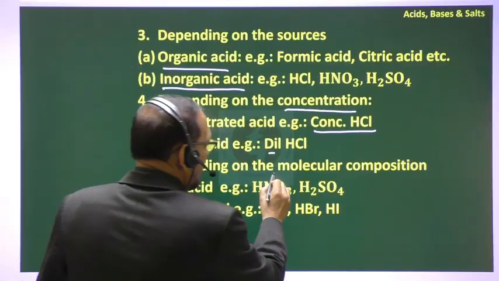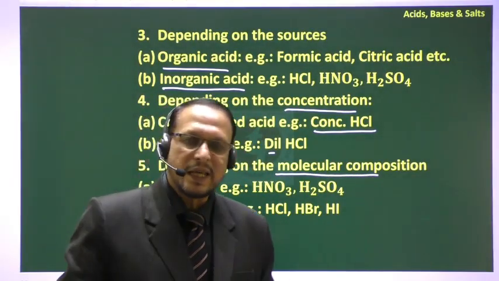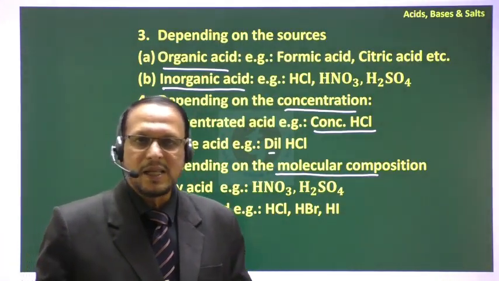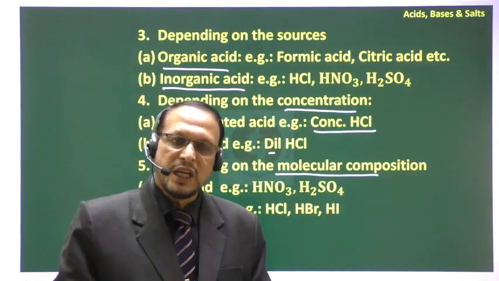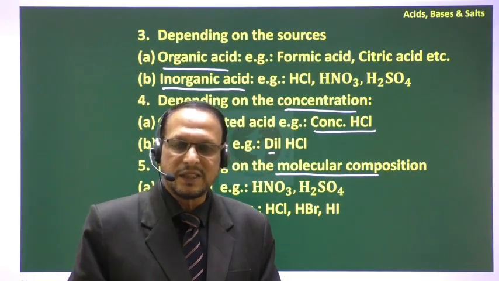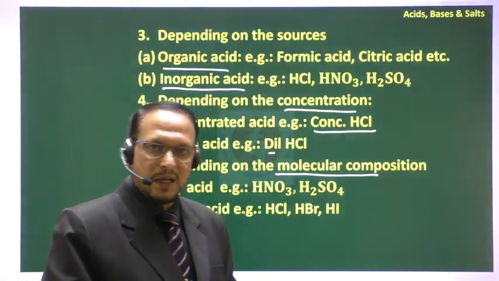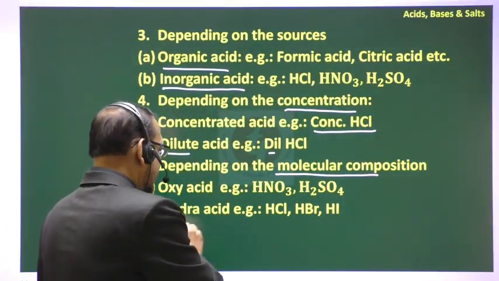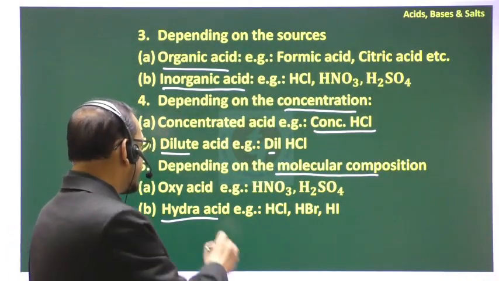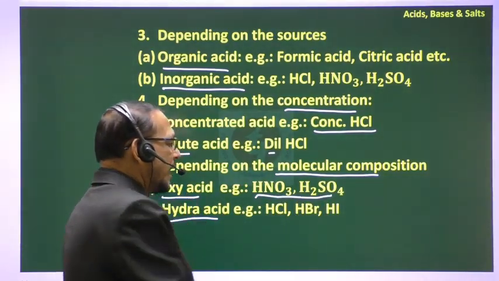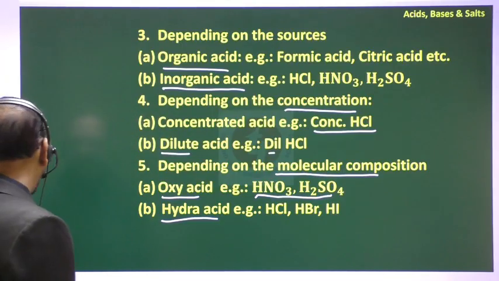Then depending on the molecular composition, that means the acid contains hydrogen, some minerals, other elements, non-metals, nitrogen, sulfur, etc., and oxygen also. If the acid contains oxygen along with the hydrogen, then it is called an oxyacid. And if it does not contain oxygen, only hydrogen and another non-metal, then it is a hydroacid. HCl does not contain oxygen, so that's why it is a hydroacid. Oxyacid means which contains, apart from the non-metal and hydrogen, oxygen. So this is the oxyacid and hydroacid.